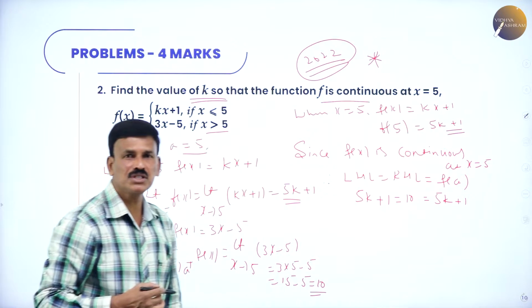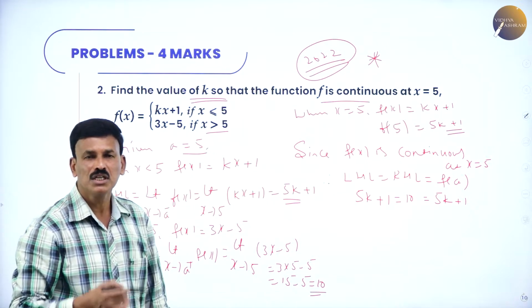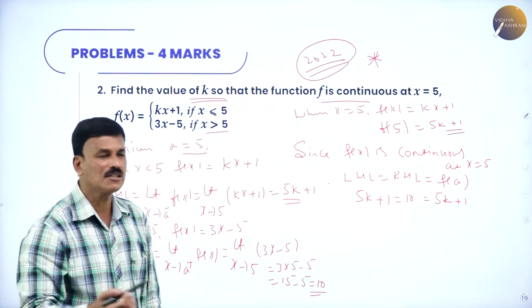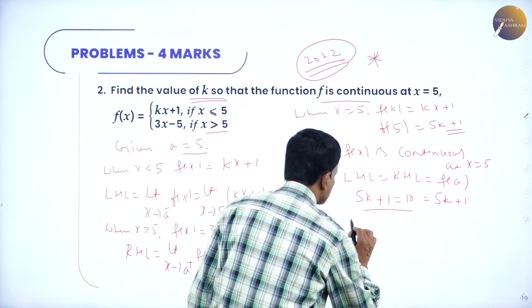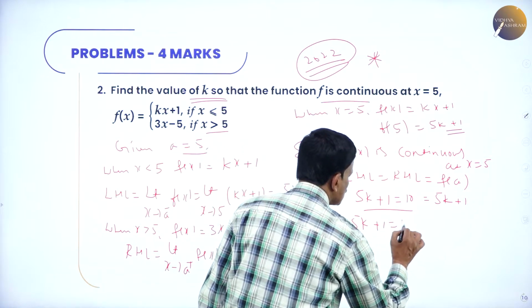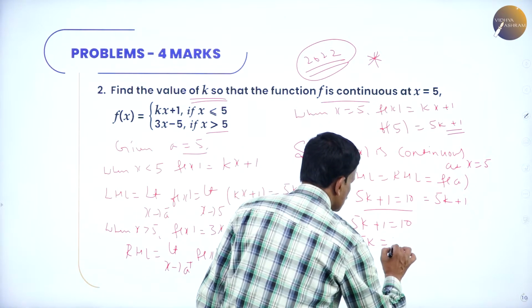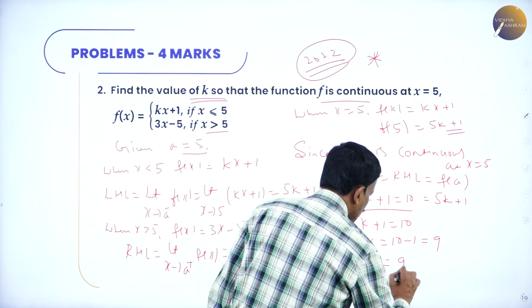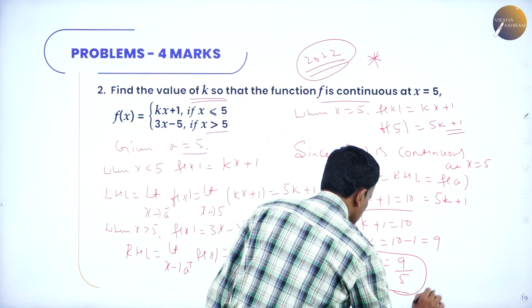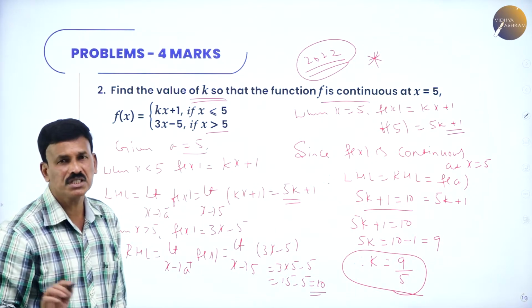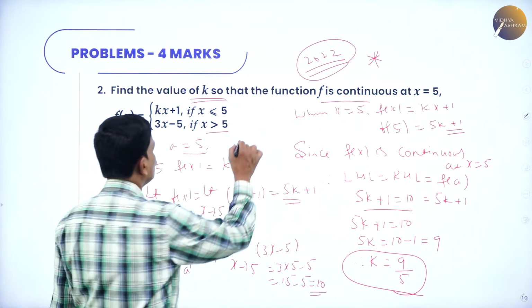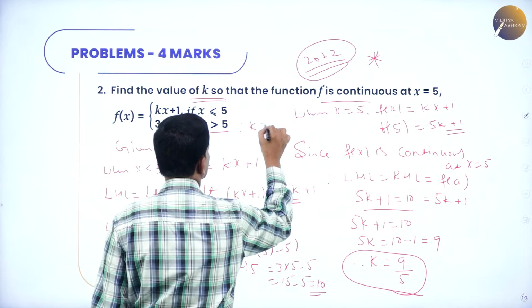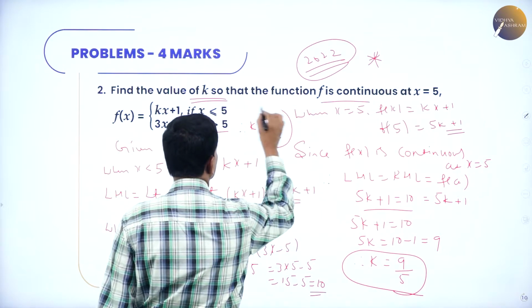So 5k plus 1 is equal to 10 is equal to 5k plus 1. You can equate first and second or second and last. Let us equate these two. 5k plus 1 is equal to 10. 5k is equal to 10 minus 1, which is 9. Therefore, k is equal to 9 by 5. This is the answer. If you do this much, definitely you will get 5 marks. So the value of k is equal to 9 divided by 5.